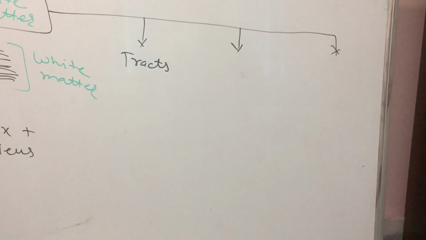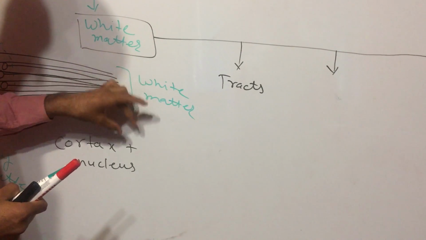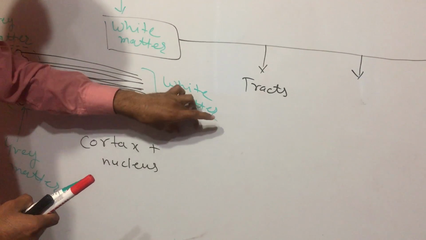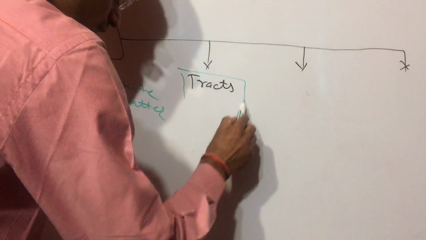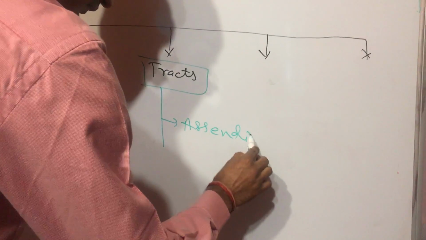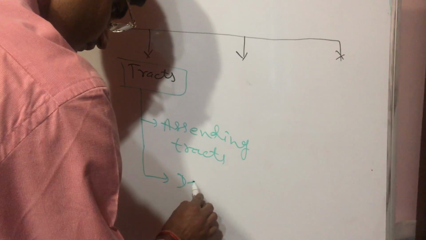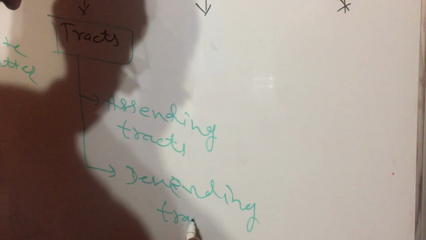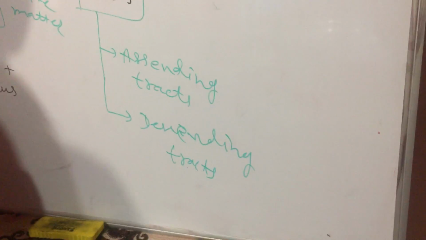Tracts. What is a tract? A lot of fibers together going in the brain from up to down, or down to up, is called a tract. There are two types of tract: ascending tract and descending tract. Okay, the ascending tract goes from down to up.